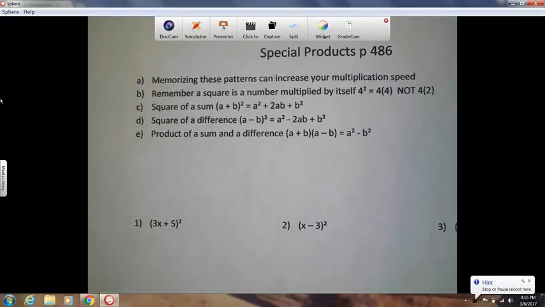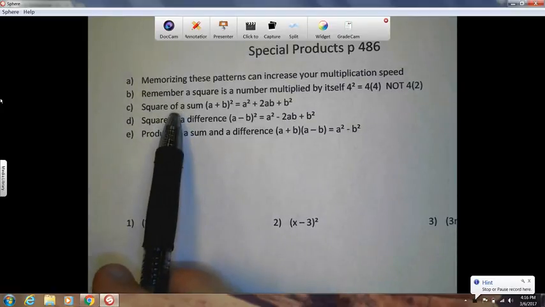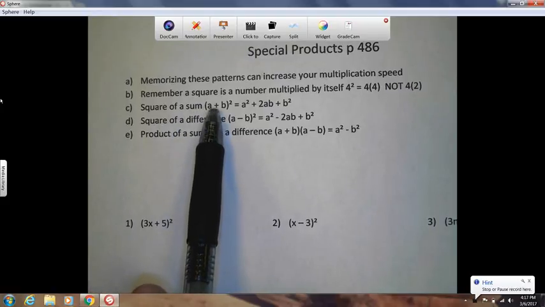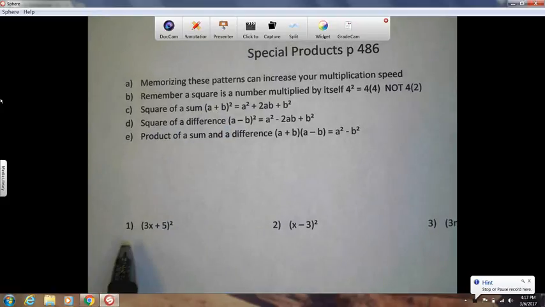We have the square of a sum. So remember, a product is multiplication. Square of a sum, see, it's (a + b)², so you're adding two things. That's like number one. I add these two things.